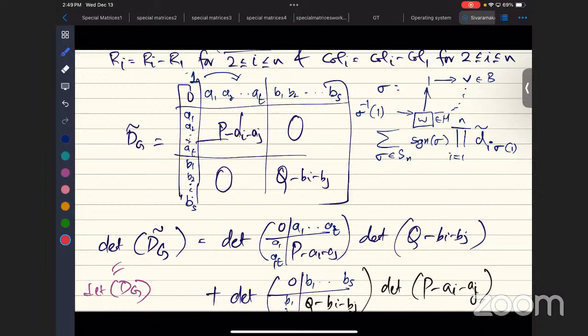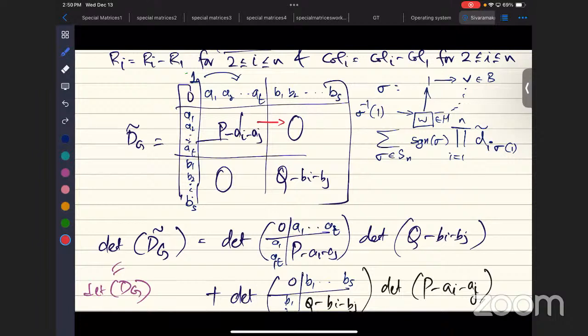If you go from B to H, definitely you will touch an element of the 0 block, and the permutation will not contribute. Similarly from H to B. Both B to H and H to B entries are 0. If any element in that cycle goes from B to H or from H to B, it is going to give you 0. So what is the only way to get non-zero? If you look at all the disjoint cycles of sigma, every cycle must have all its elements in B, or all its elements in H.